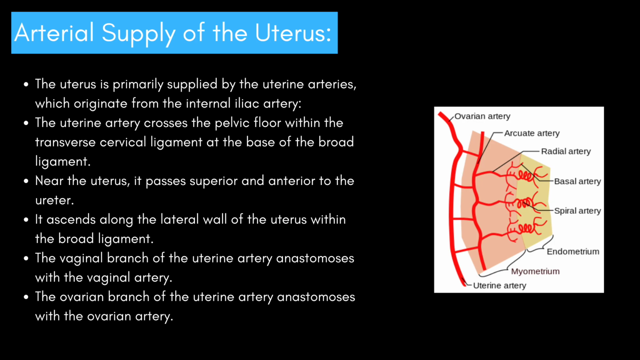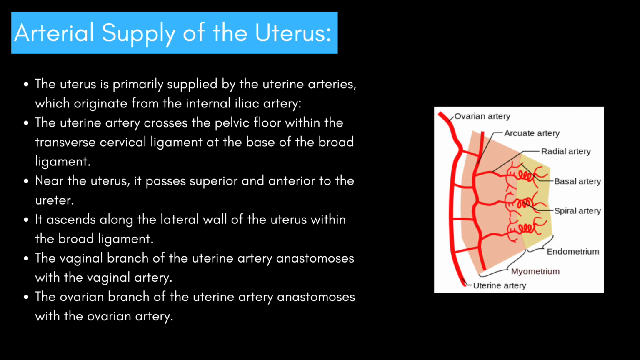Let's next take a look at the arterial supply of the uterus. The uterus is primarily supplied by the uterine arteries, which originate from the internal iliac artery. The uterine artery crosses the pelvic floor within the transverse cervical ligament at the base of the broad ligament. Near the uterus, it passes superior and anterior to the ureter.